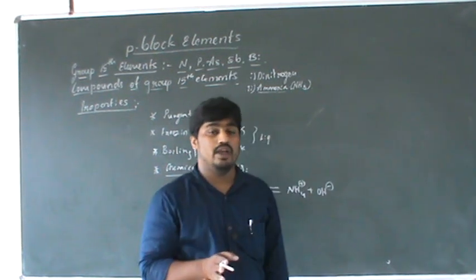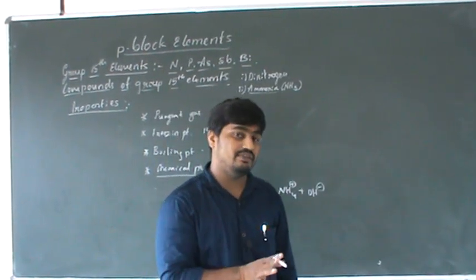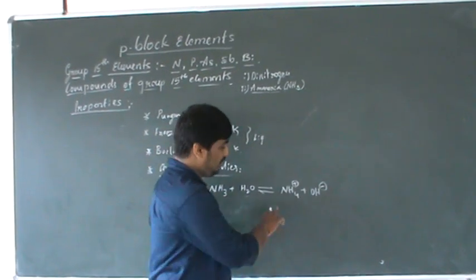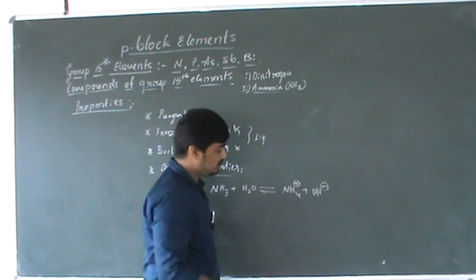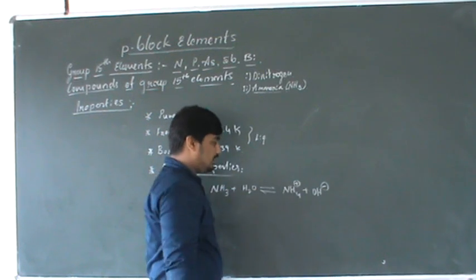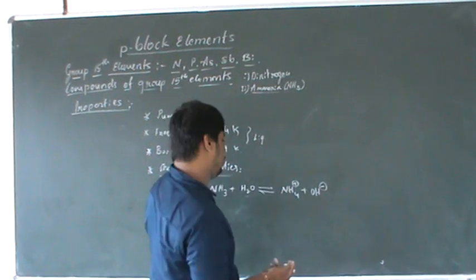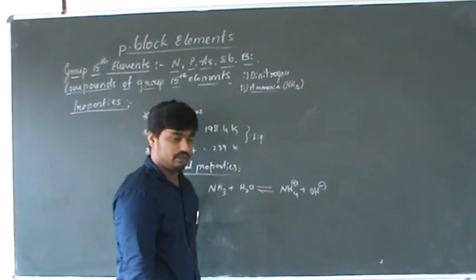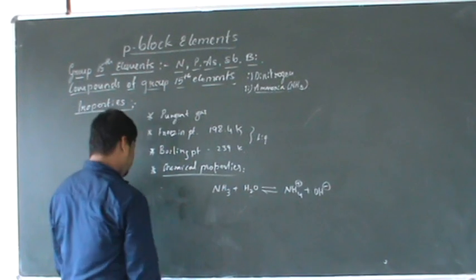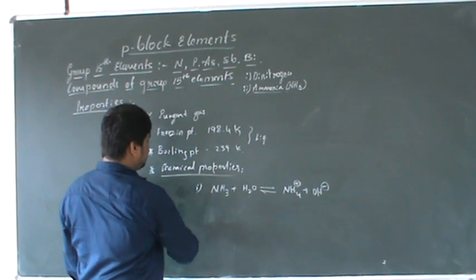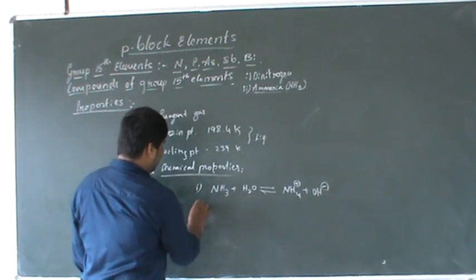That's why ammonia is carried in the liquid state using water. Okay, ammonia gets converted into ammonium hydroxide. Separation of ammonia from ammonium hydroxide is also easy, because it is a reversible process. Okay. Next, another chemical property: it is easily soluble in water.